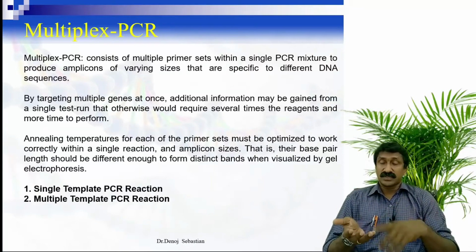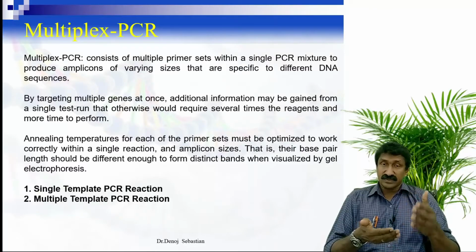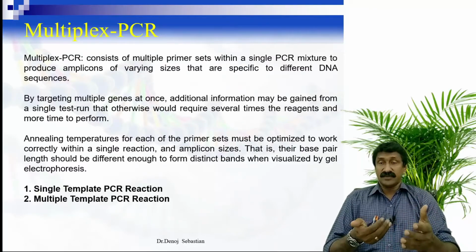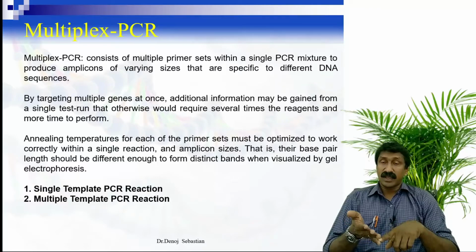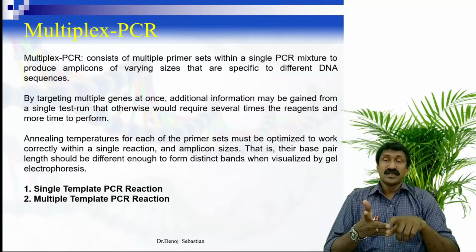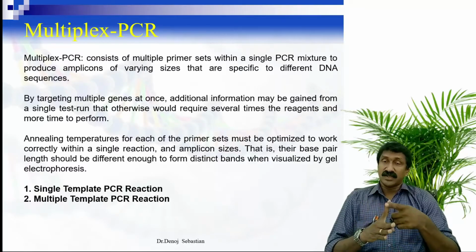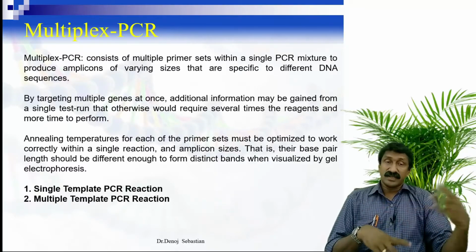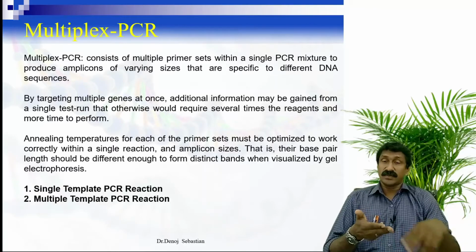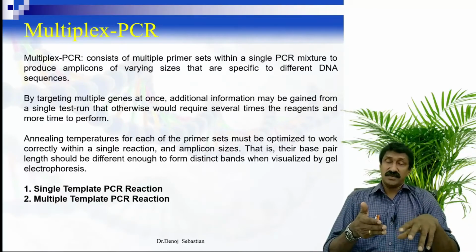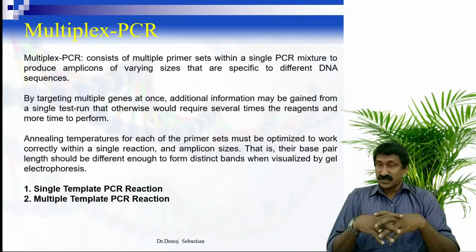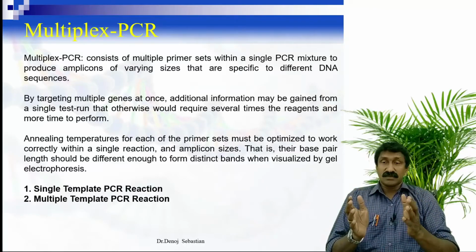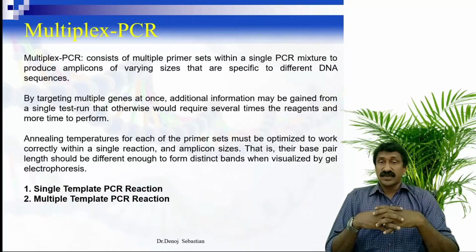And if the sample contains such template DNA, for example, one sample may have E. coli, Klebsiella, and Pseudomonas, and not Proteus. So there should be 3 bands corresponding to the 3 different organisms that are present, and there will not be any band for Proteus. And in another sample, maybe E. coli may not be present, but the other 3 organisms may be present. The corresponding bands will be visualized. So your target may be a single template reaction or a multiple template reaction.